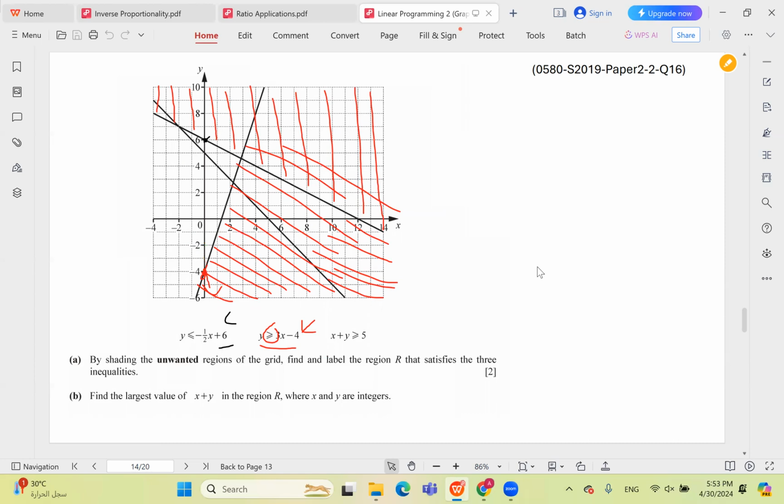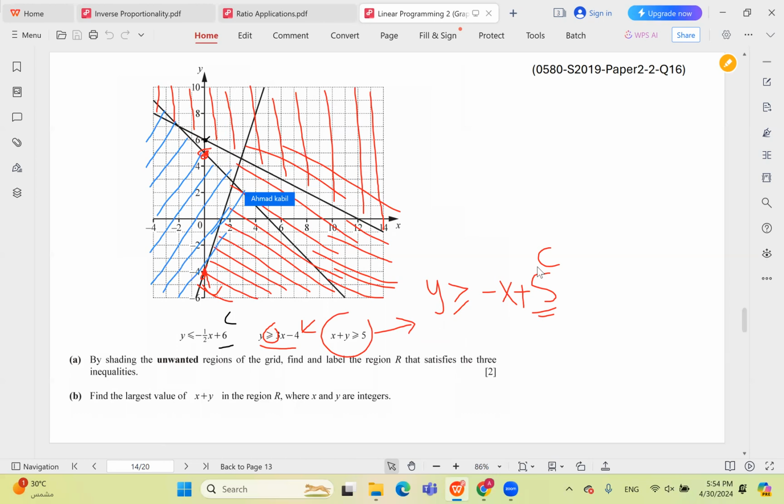Finally, we have x plus y greater than or equal to 5. I would like to isolate the y here. So y is greater than or equal to -x plus 5. So the intercept here is 5, and we're talking about the line that cuts at 5 here, this line. And we want to be above it, not below it, because y is greater than. So since y is greater than, we're going to just shade everything below this line. So the only unshaded region here is this small triangle. This is our desired region.